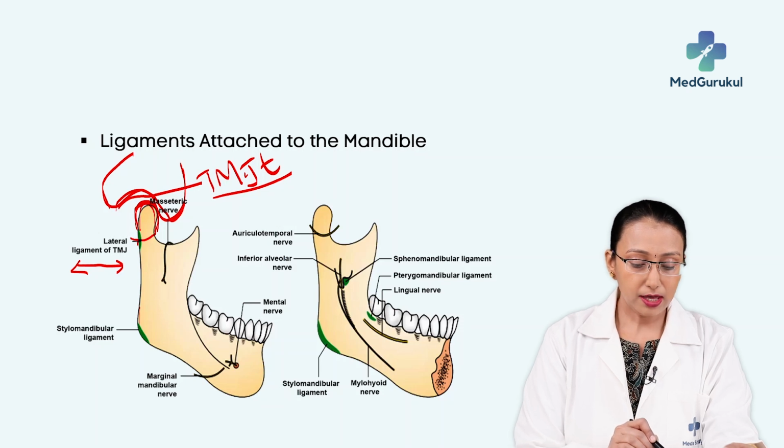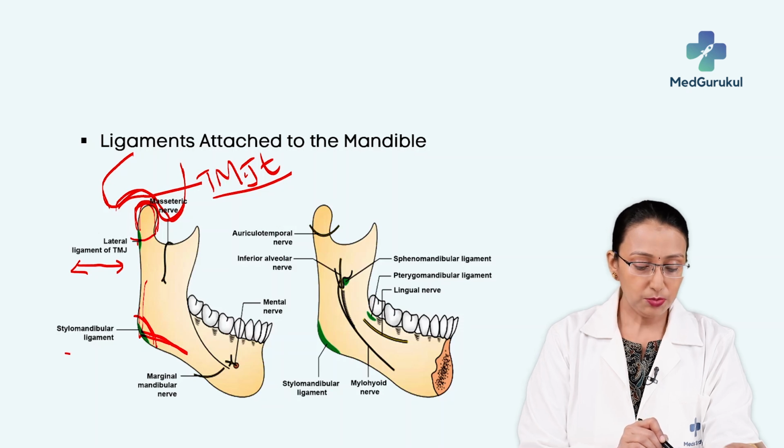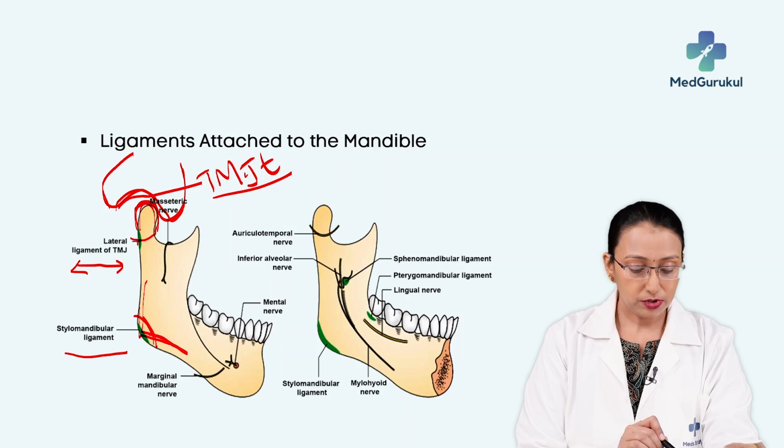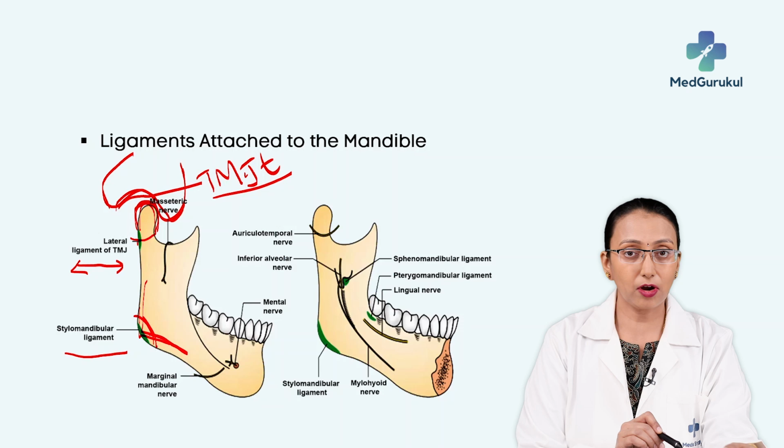Then along the angle of the mandible, there is one more ligament called the stylomandibular ligament. It is attached from the styloid process of the temporal bone to the angle of the mandible, and it separates the parotid gland and the submandibular salivary gland.